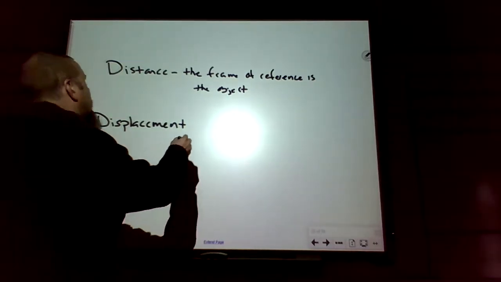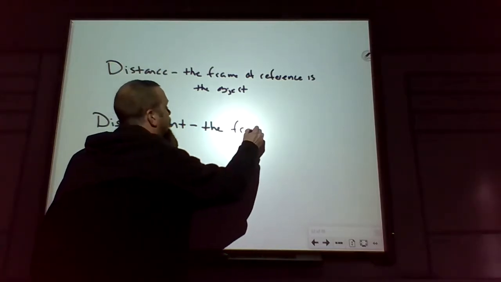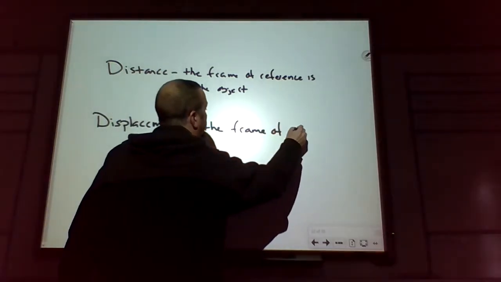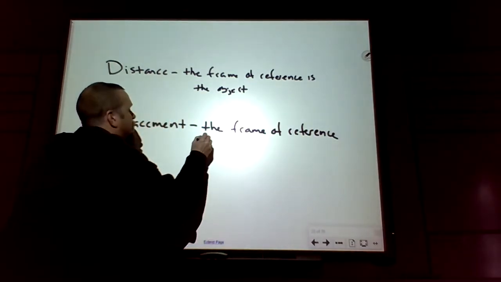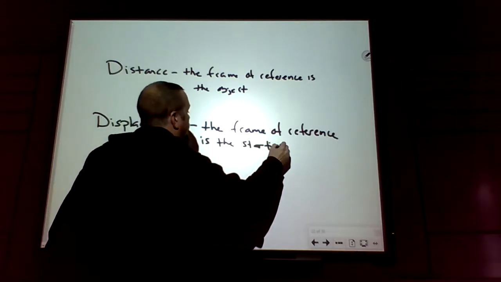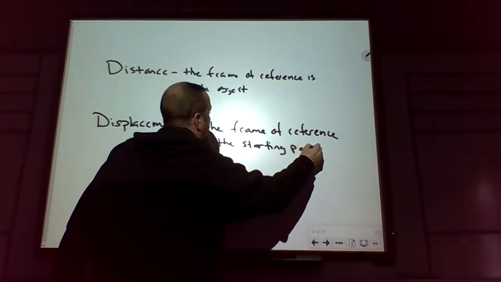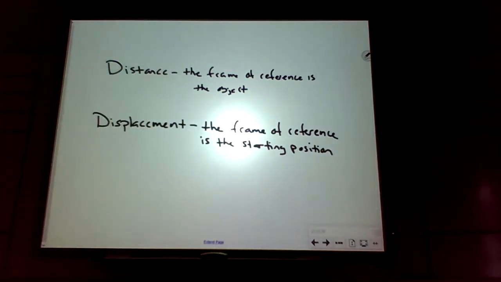In displacement, the frame of reference is the starting position. No longer do we care about what the object has actually done, but what we're concerned with instead is how far away from the starting position our object has gone.